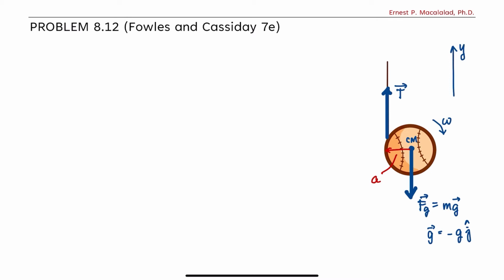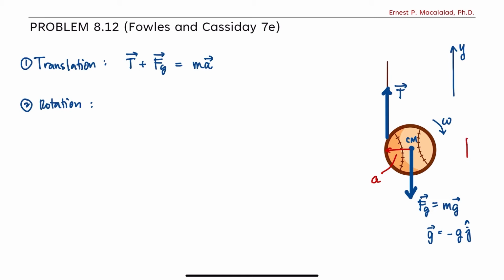Since this object undergoes both translation and rotation, we can express the motion in terms of their equations of motion using Newton's laws of motion. Here, for translation, the equation of motion will start with T plus Fg, and this is equal to m a. Because the object is falling down, the acceleration, which is y double dot, is directed downward. So we can rewrite this as follows. T minus mg equals negative m y double dot. And this y double dot is the acceleration of the center of mass.